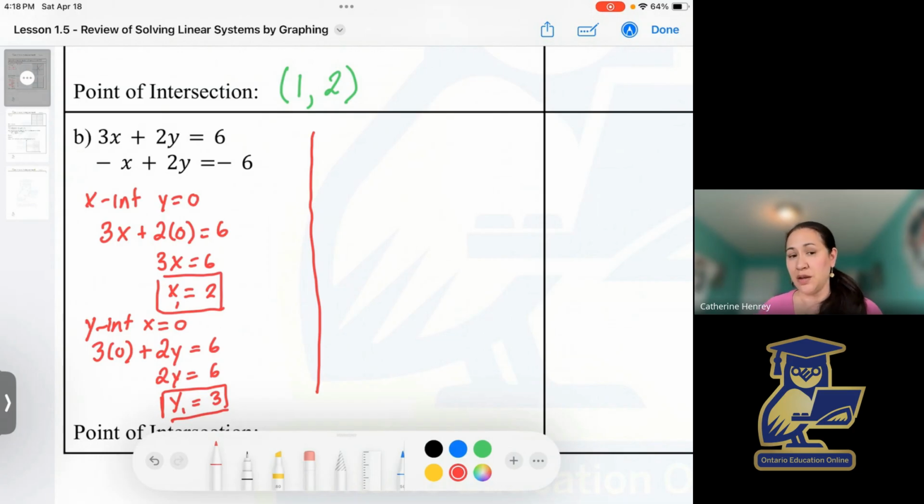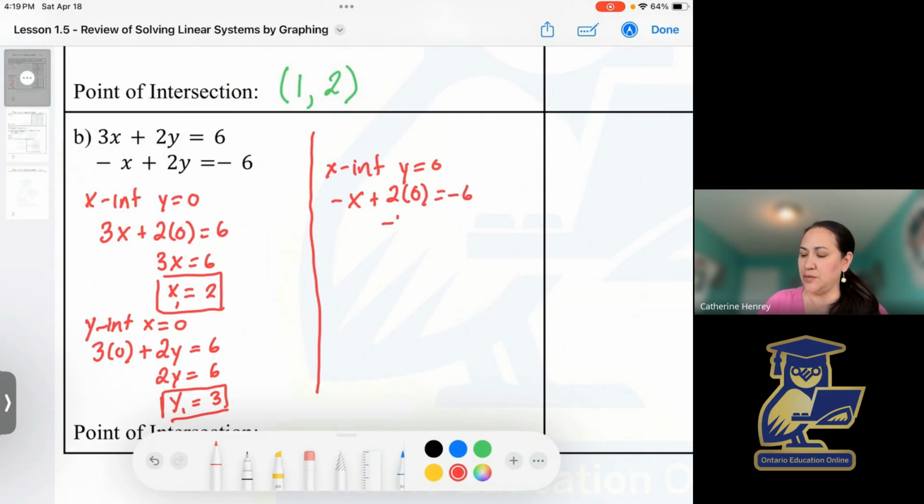I'm going to do the same thing for my second equation. If I want to find the x-intercept, again, y is equal to 0. And so I have negative x plus 2 times 0 equals negative 6. That leaves me with negative x is equal to negative 6. And so x2 is equal to positive 6. So that's the x-intercept of the second equation.